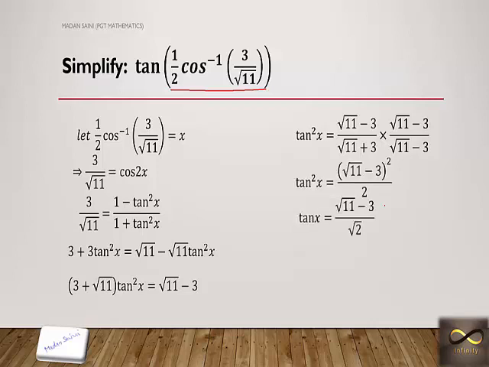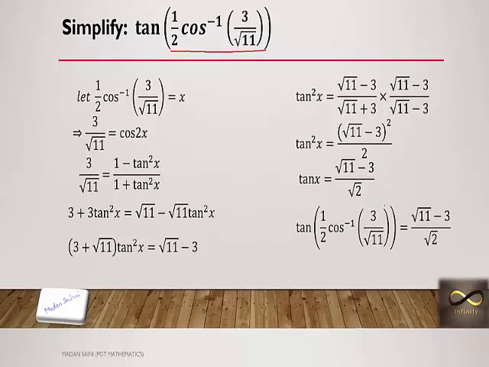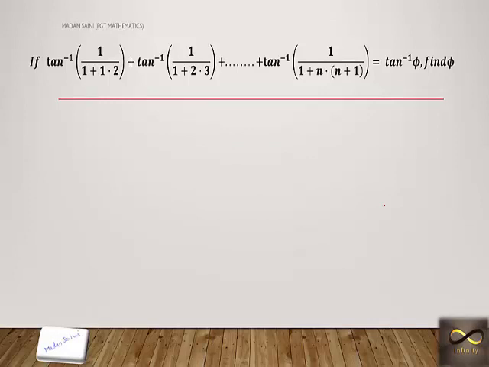Taking a square root, tan x is equal to root 11 minus 3 upon 2, and x is equal to half cos inverse 3 by root 11. Therefore, we have the answer. I hope it is clear to you. Coming to the next question.